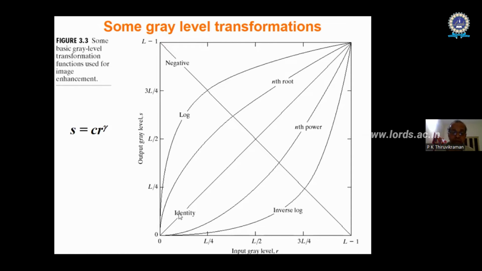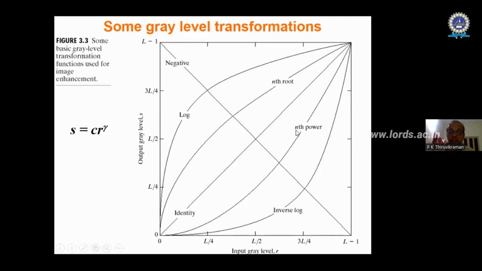If you have a dark image, most of the pixels are in the range, let's say 0 to 128. Now, if you have gamma less than 1, basically 128 is going to be mapped to some 192 or something. So the lower range is getting stretched. In fact, you can go for even log transformation. An inverse log is basically exponential.